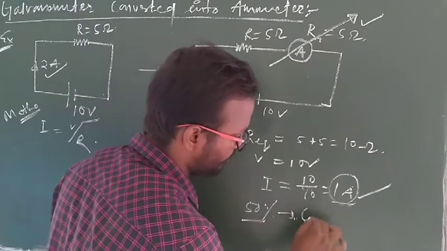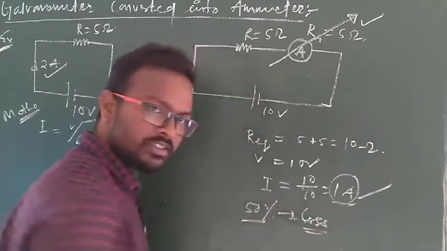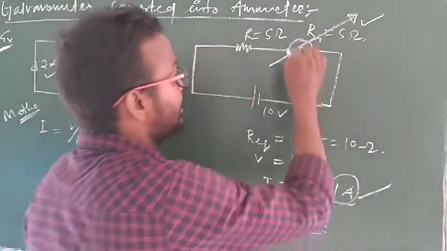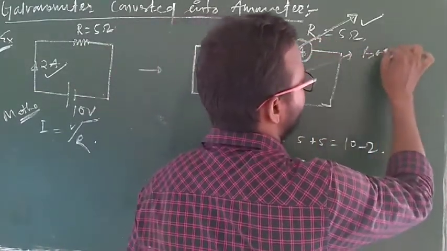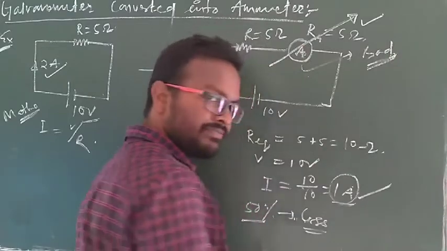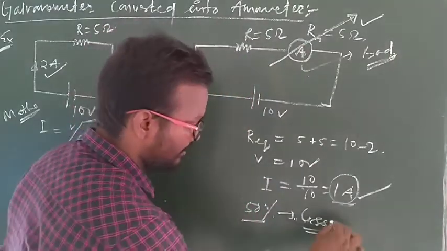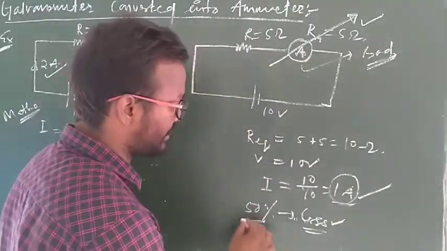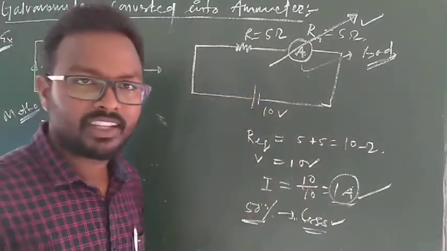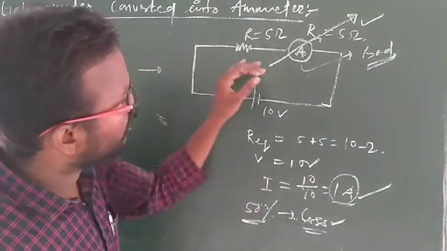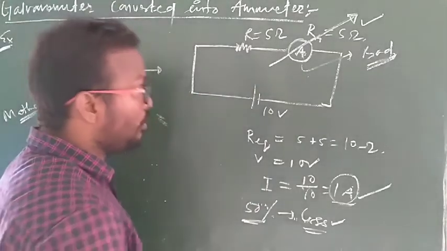50% current loss. Clear? And this ammeter is known as a bad ammeter because it has 50% loss. It consumes 50% of the current. So this is a bad ammeter.